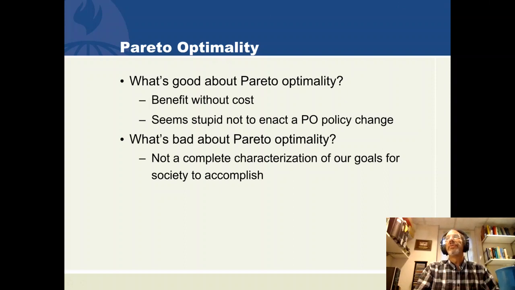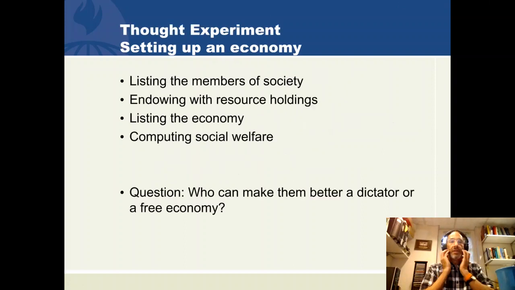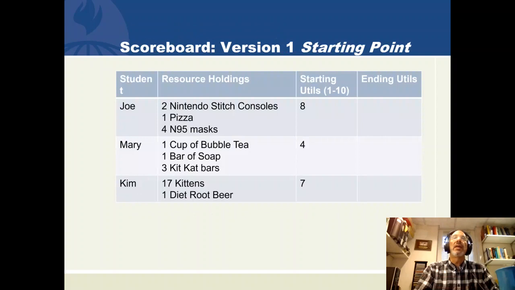So let's go through an illustration. I want to start a thought experiment where we'll set up an economy. I'm going to list the members of a society. I'm going to endow them with resource holdings. I'm going to list the stuff they own in their economy. I'm going to compute social welfare. And we're going to run this experiment by asking whether a dictator or a free economy will improve social welfare. So let's try, and I'll start off by listing the members of my society and showing you their economy.